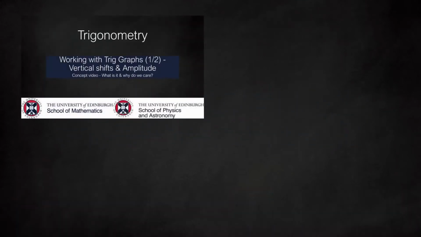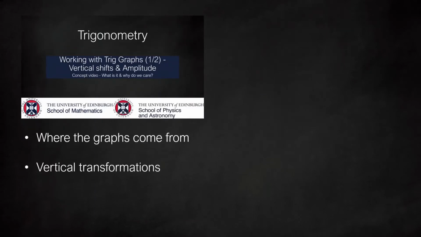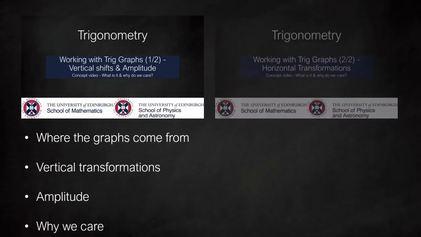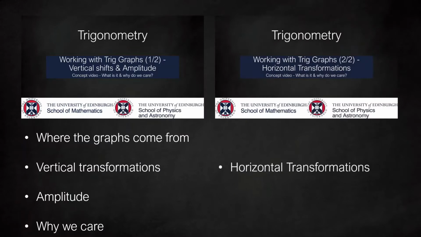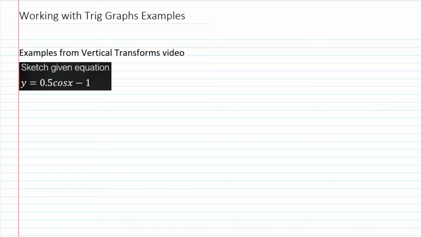In the first concept video for working with trig graphs, we looked at where the graphs come from, the two types of vertical transformations that we can perform on the graphs, the amplitude of graphs, and also why we care about these things. And in the second part, we looked at the horizontal transformations, the period of the graphs, and again why we care about it. And then we'll go on to do a walkthrough of some key examples. We'll start off with examples from the concept videos.